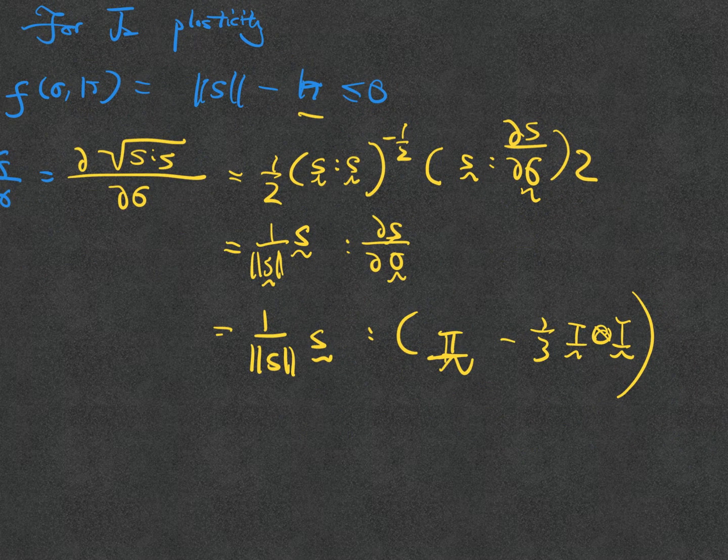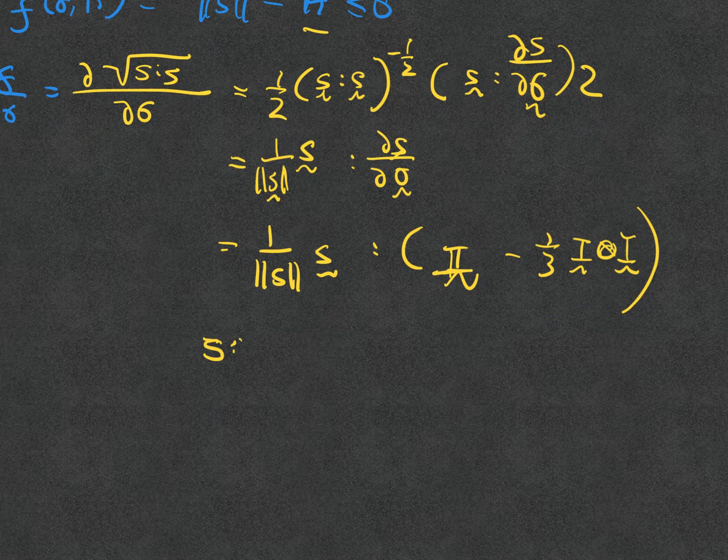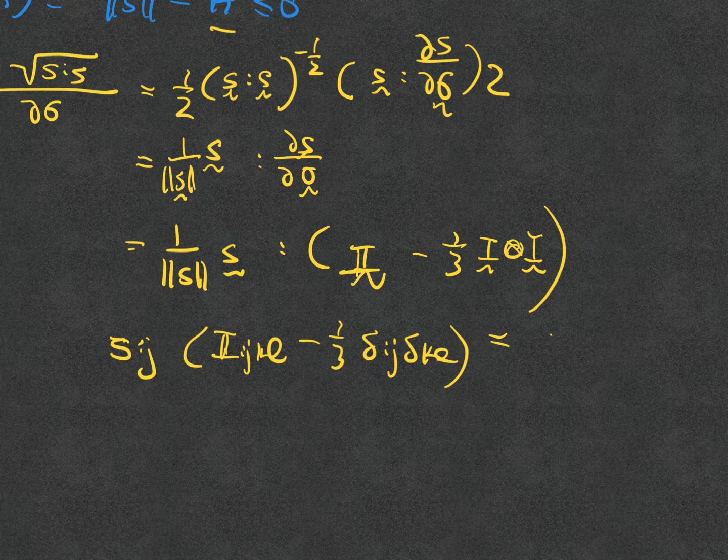Okay, or I can write it in index form. That would be equal to S_ij times (I_ijkl minus 1/3 of the identity tensor, the canonical delta, delta_ij delta_kl), equal to S_kl minus 1/3 of S_ii delta_kl. Okay, and S_ii is equal to 0.